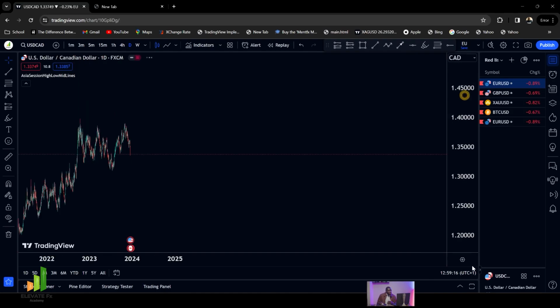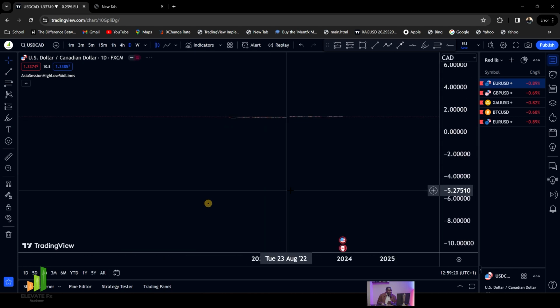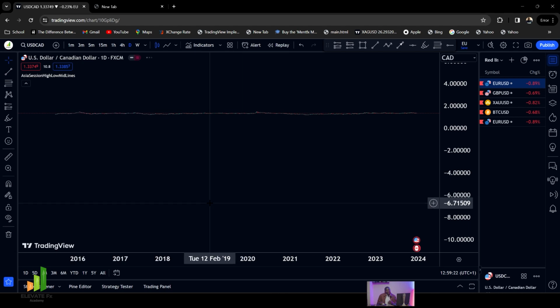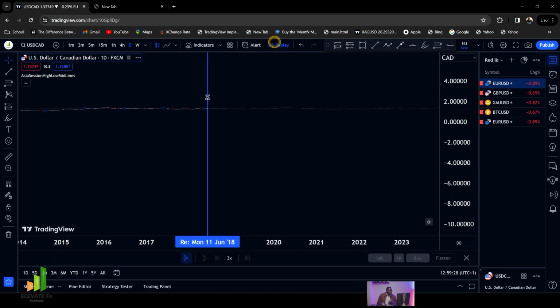So we're looking at USD CAD. We don't want to see where price is, so I'm going to just even this out, and let's look for, okay, let's trade from here. Let's take that out from here.